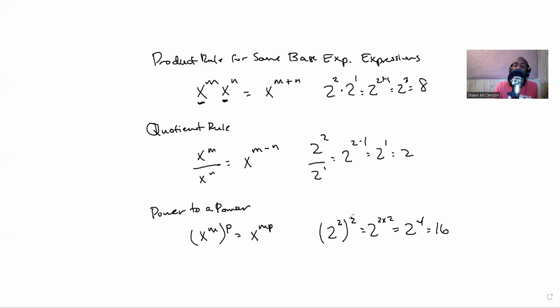Say, for example, we wanted to rewrite this and just prove it. So what this ends up being is 2 squared is 2 times 2, and then you say that's being squared. So that's going to be 2 times 2 to the second power is this times the same thing. So that's 2 times 2 times 2 times 2, which is 2 times itself 4 times. Okay. All right.